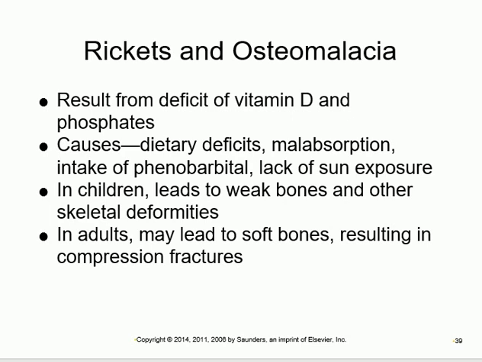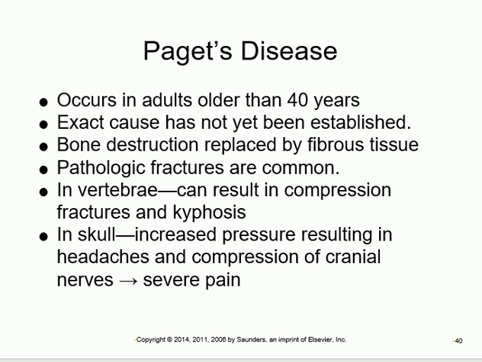Rickets and osteomalacia. Both of them are vitamin D deficiency, and the bone is weak and starts to bend. Rickets is in children and it's more severe. Osteomalacia is in adults. Are we following so far? Rickets and osteomalacia, it's the same problem, but children versus adults.